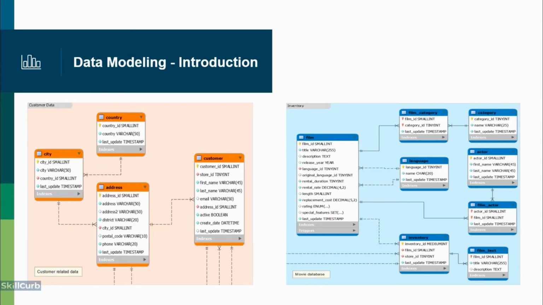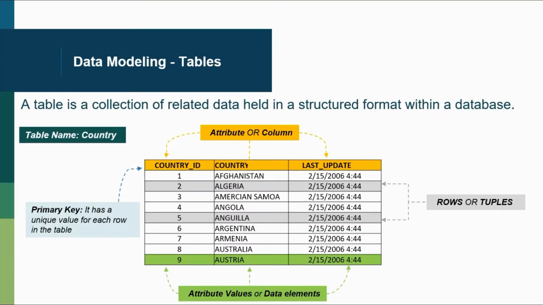Understanding how data is related to each other becomes really important as we start our journey into the data analysis field. What I'm showing on the slide right now is just a sample set of tables and some of their relationships. Tables are one of the foundational structures in data modeling. As the definition states, it's a collection of related data. So if it's customer, we want to have a customer table. It's a structured format in which databases create these tables.